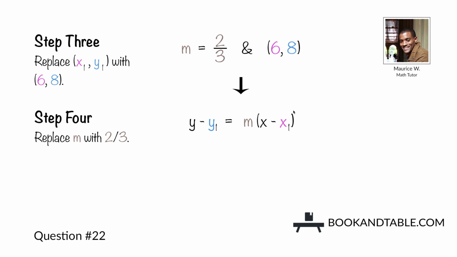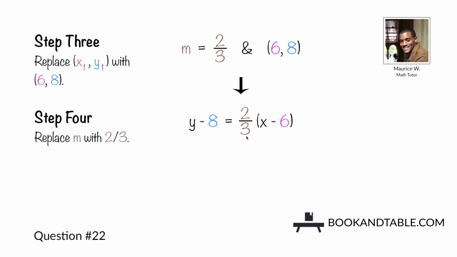And we know that this line passes through the point 6, 8. So we plug these two pieces of information into the point slope form to figure out the equation of this line. So step 3, replace x1 with 6 and y1 with 8. Step 4, replace m with 2/3. So we now have the information we need to figure out the equation of this line.